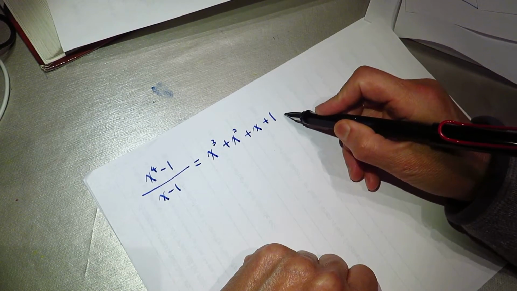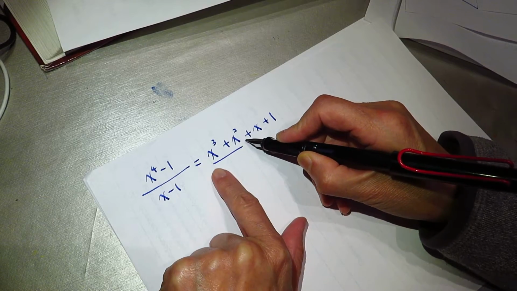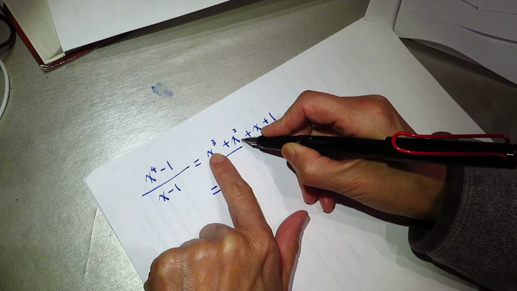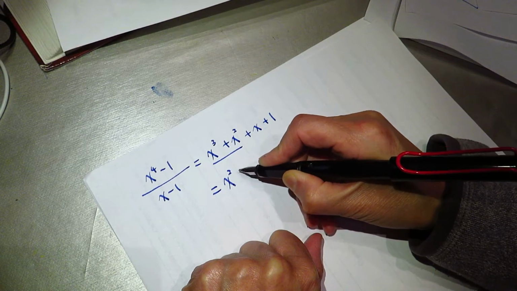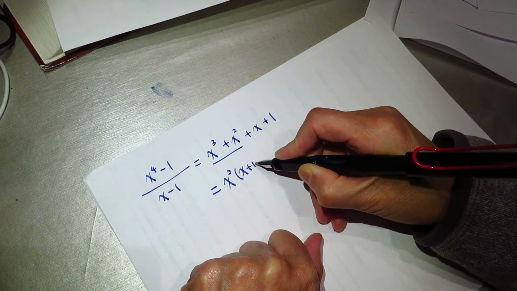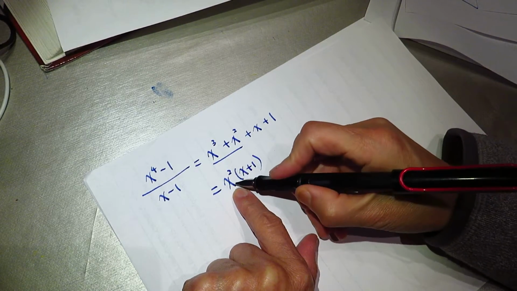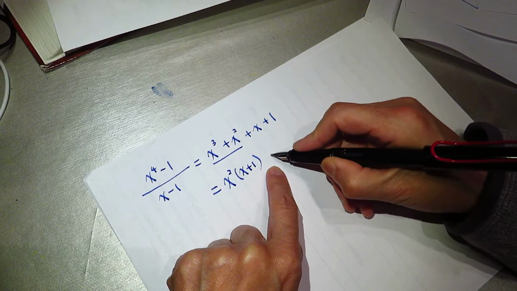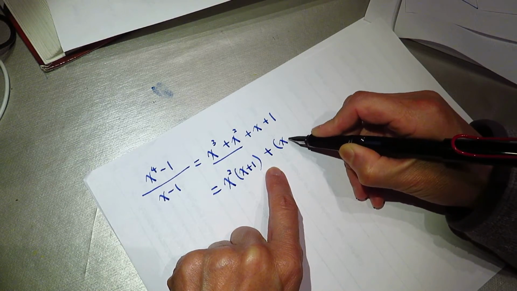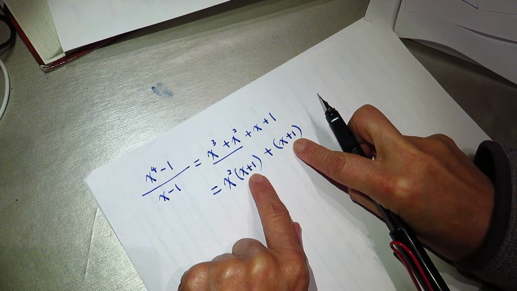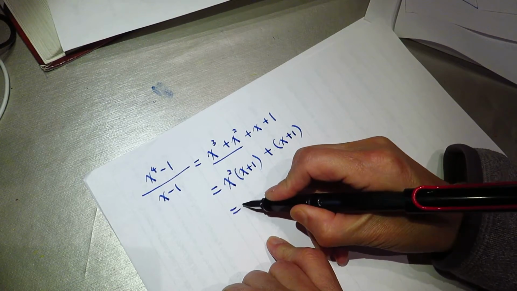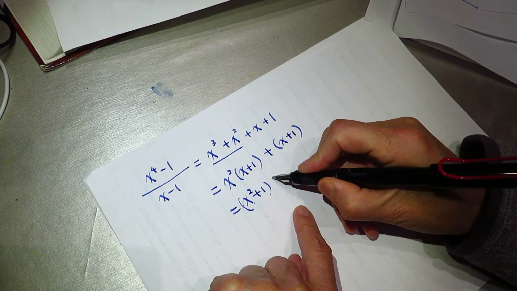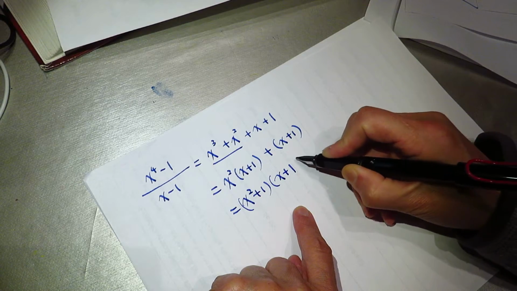Okay, what we can see here is that this one has an x plus 1, so we can take out x squared times x plus 1. Did I change anything? This is x cubed, this is x squared. We just changed the way of writing it. Why? Because we see x plus 1 here. So it equals x squared plus 1, take it out, times x plus 1.